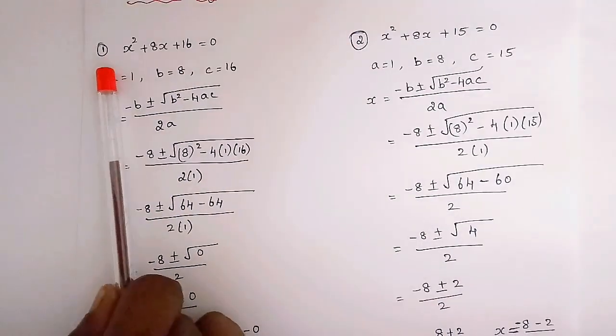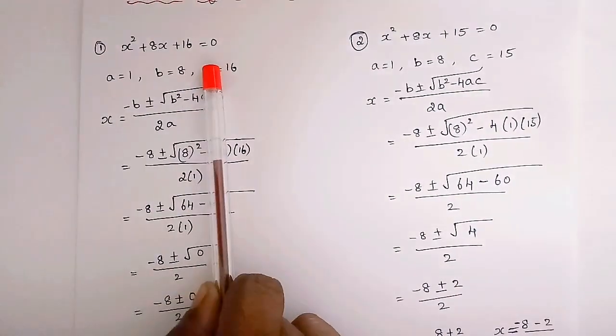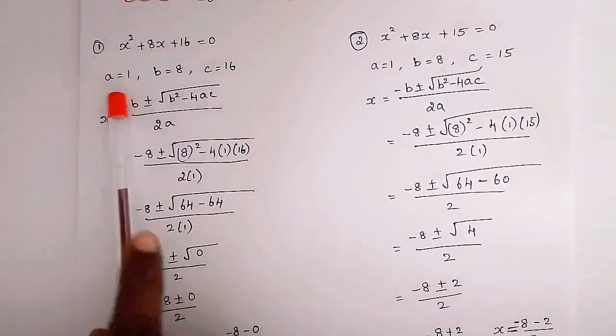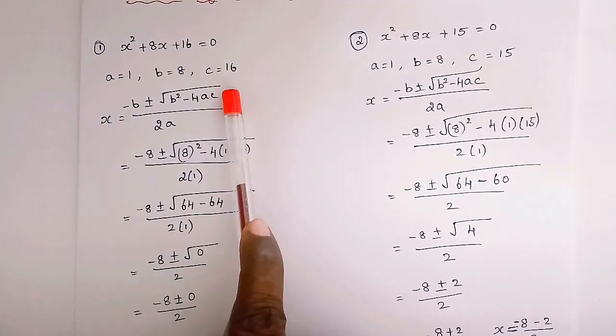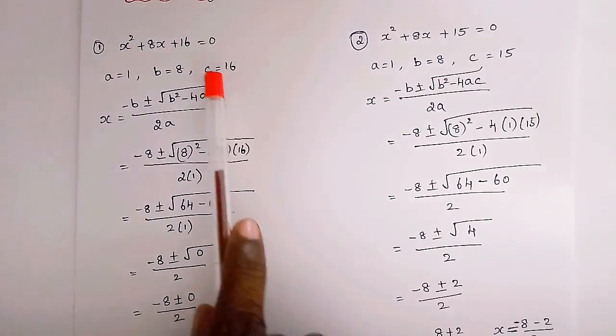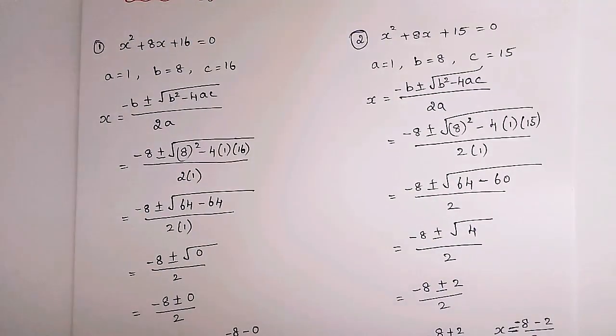You can see the question is x square plus 8x plus 16 equal to 0, and here the question is x square plus 8x plus 15 equal to 0. Here a is 1, b is 8, c is 16. Here a is 1, b is 8, c is 15. One small difference is here it is 16, there it is 15. Now we can find the solution for that.